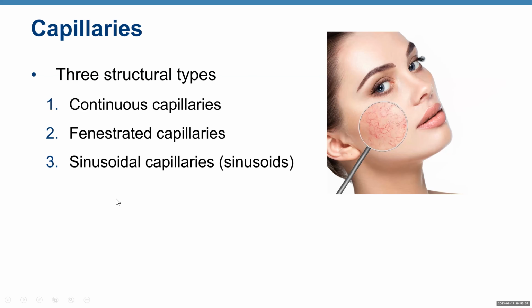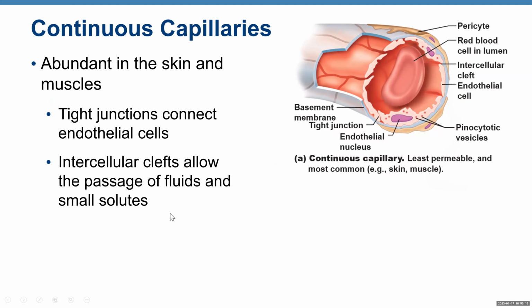We have three structural types of capillaries: continuous, fenestrated, and sinusoidal capillaries, or sinusoids. Continuous capillaries are abundant in the skin and muscles. They have tight junctions that connect epithelial cells, and intercellular clefts, or pores or openings between cells, allow the passage of fluids and small solutes.